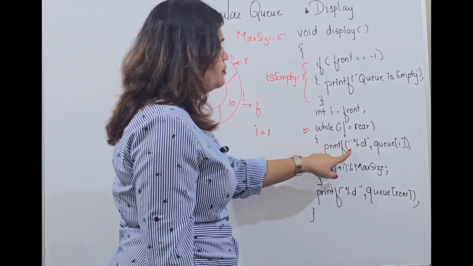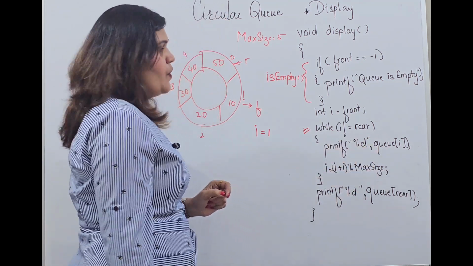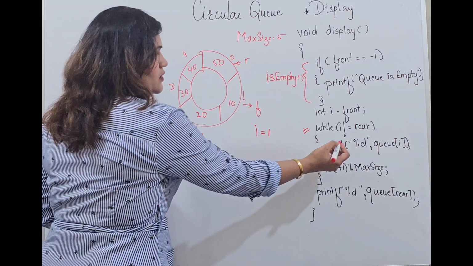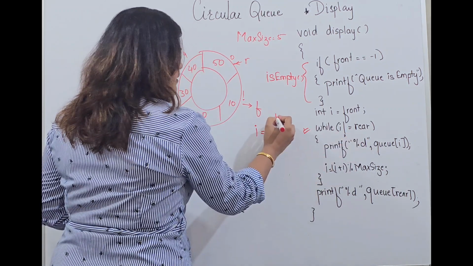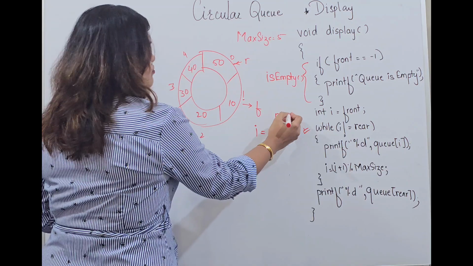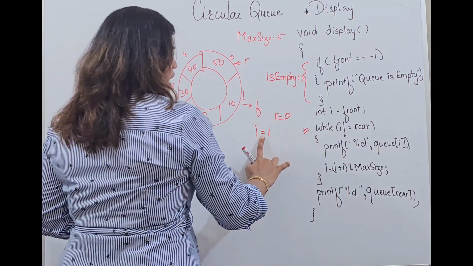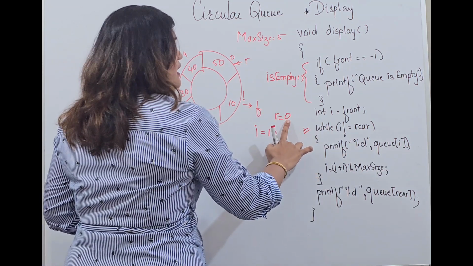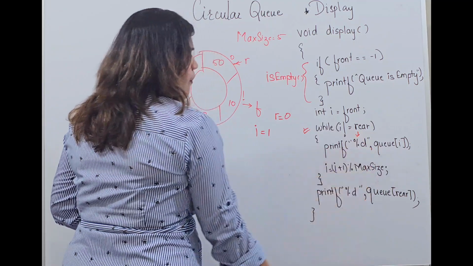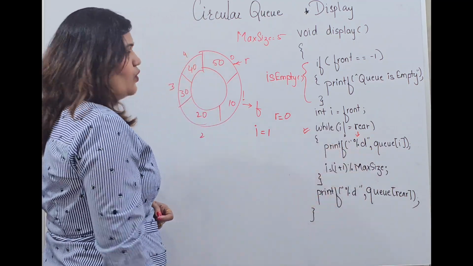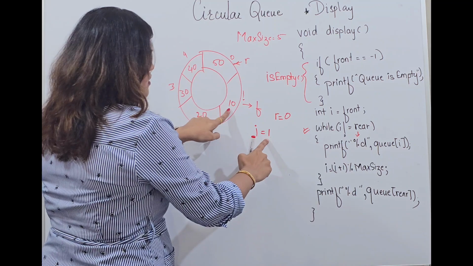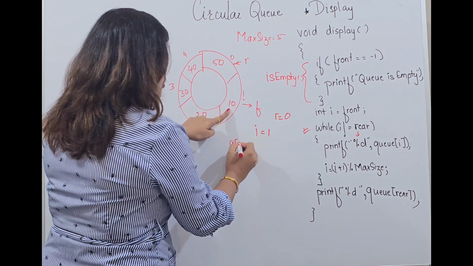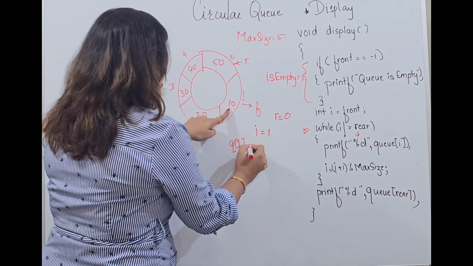So for that, printf %d queue of i. My i, which was 1, will check the condition. Is i not equal to rear? What is my rear? Rear is 0. So is 1 not equal to 0? Yes, it will come inside and it will print the value. What is the value of it? Q of i is pointing at 1. So Q of 1 is what? 10.